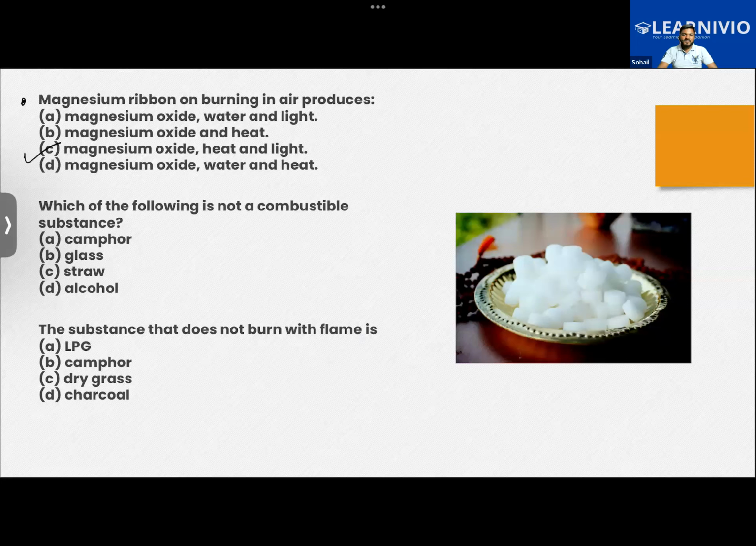Another thing about camphor is that when it is burnt, it gives a flame, and it directly converts into the gaseous state without going into the liquid state. Okay. So which of them is not a combustible substance? Camphor is a combustible substance. Straw, alcohol, all of them are combustible apart from glass, right? And here you have charcoal as the answer.